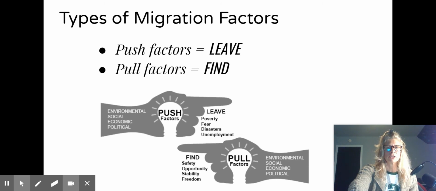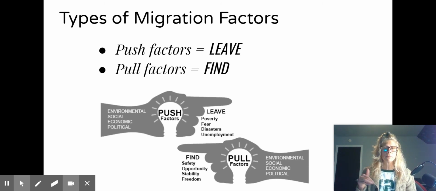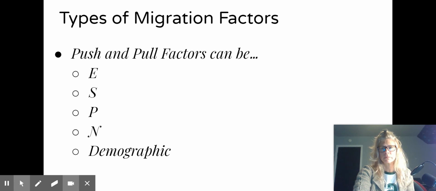Types of migration: make sure you know that they are either push or pull factors. A push factor is when you are leaving a country, you're being pushed out. A pull factor is when you're being pulled in. There's something enticing in the country that you want, maybe a job or a pleasant climate that you prefer. Just know some basic examples of what a push and a pull factor might be that lead people to a different country. We can apply these push and pull factors to economic, social, political, environmental, and even demographic causes.